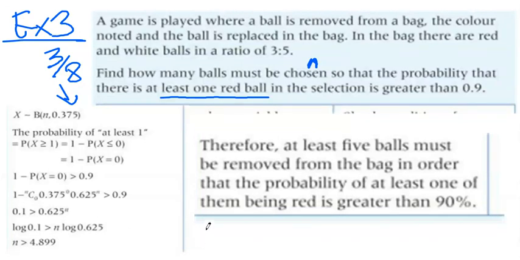What does it mean? That means therefore at least 5 balls must be removed from the bag in order that the probability of at least one of them being red is greater than 90%.